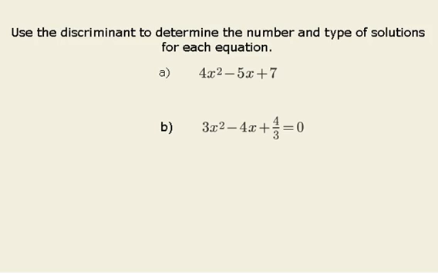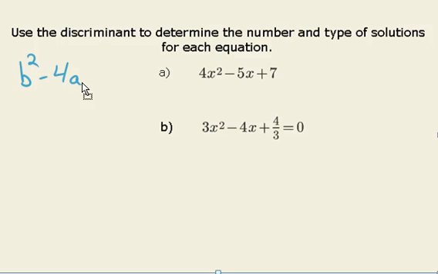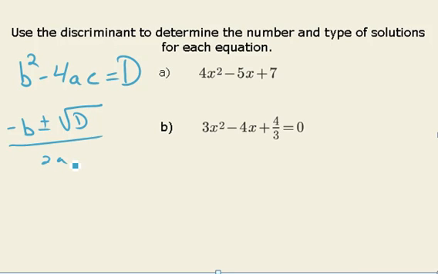Use the discriminant to determine the number and type of solutions for each equation. The discriminant was this b squared minus 4 times a times c part of the quadratic formula. And why this is important is because in our quadratic formula, I'm going to call this discriminant D for a second, capital D. The quadratic formula tells me that my solutions look like negative b plus or minus the square root of this discriminant, which I'm just lumping as one letter, all divided by some stuff.